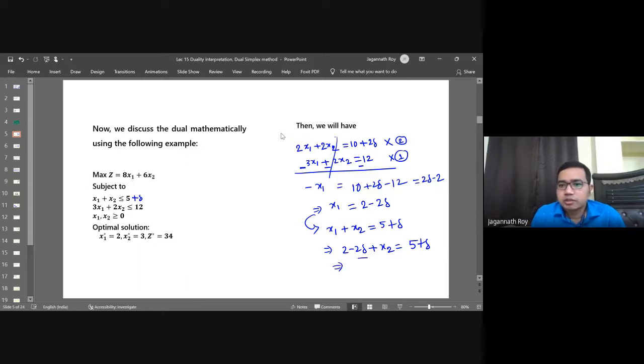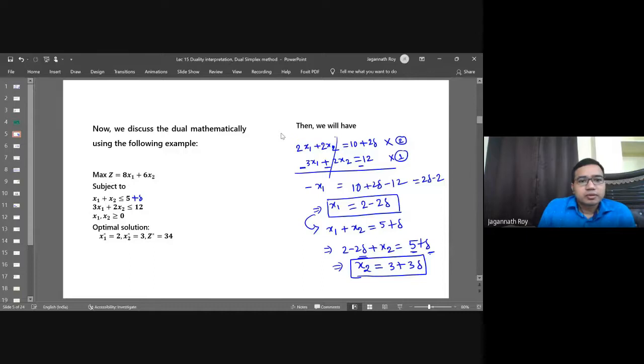So 2 delta will come in the right side and 5 minus 2 will be 3. So x2 will become 3 plus 2 delta plus 1 delta, so 3 delta. So now we have found the values of x1 and x2. This is the updated values. Then we'll substitute these values here, x1 and x2.